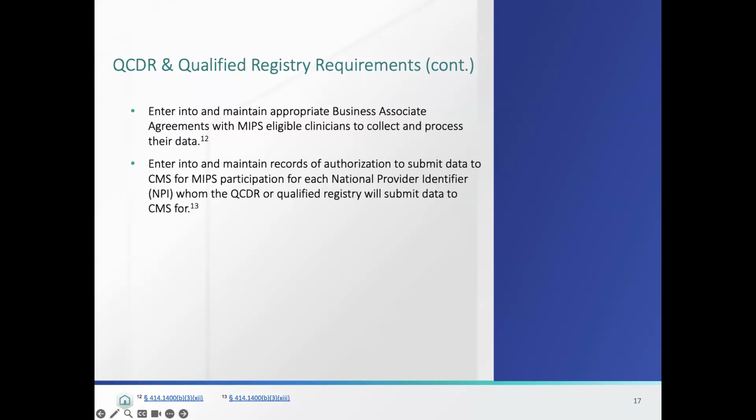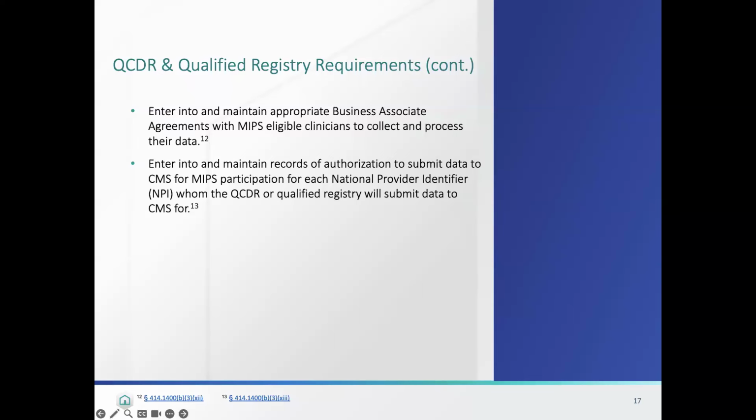Groups participating in MIPS via a QCDR or qualified registry may have their group's duly authorized representative grant permission to the QCDR or qualified registry to submit their data to us. If submitting as a group, each individual clinician doesn't need to grant their individual permission to the QCDR or qualified registry to submit their data to CMS. Business associate agreements must comply with HIPAA privacy and security rules.